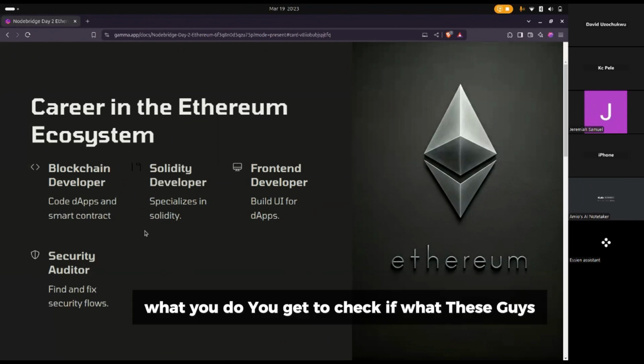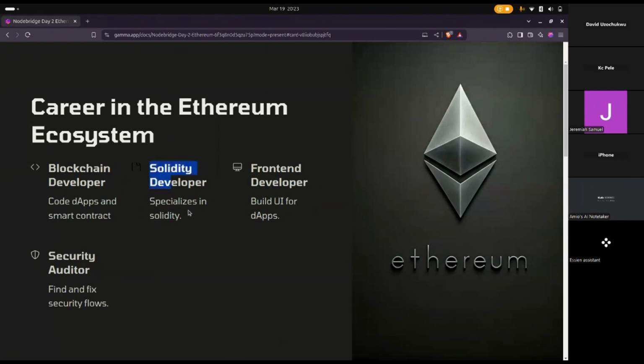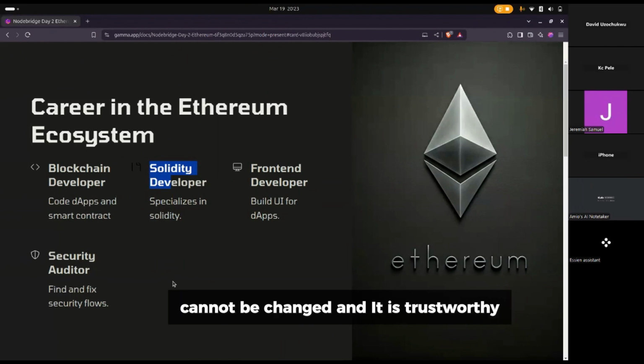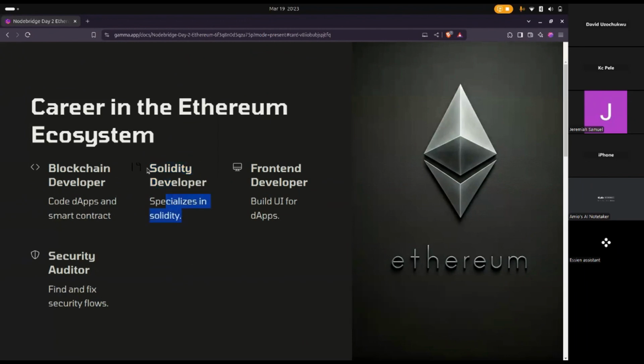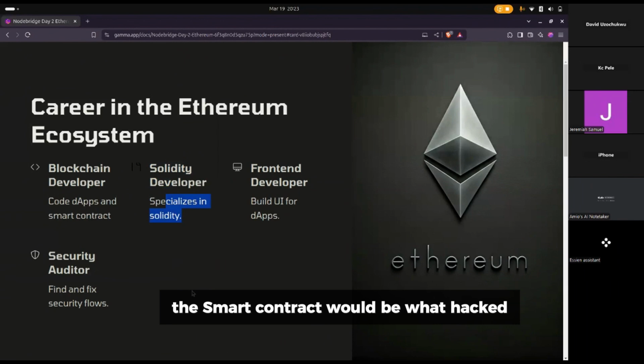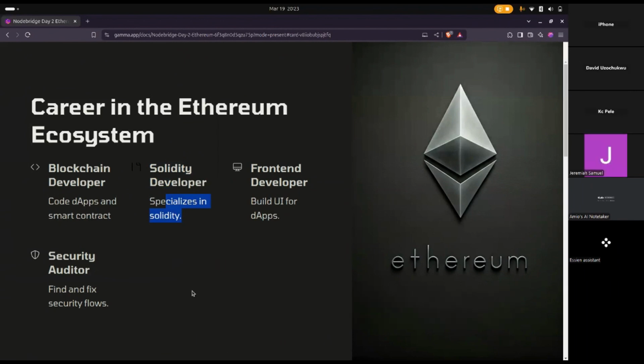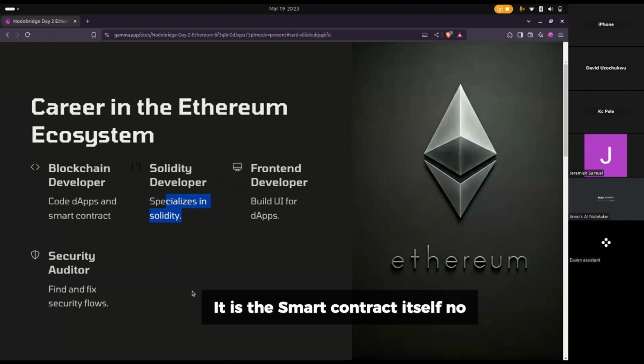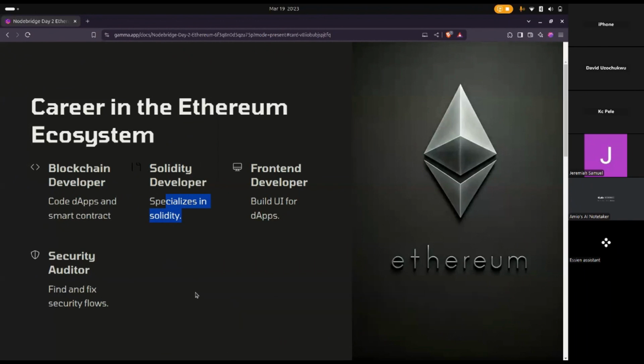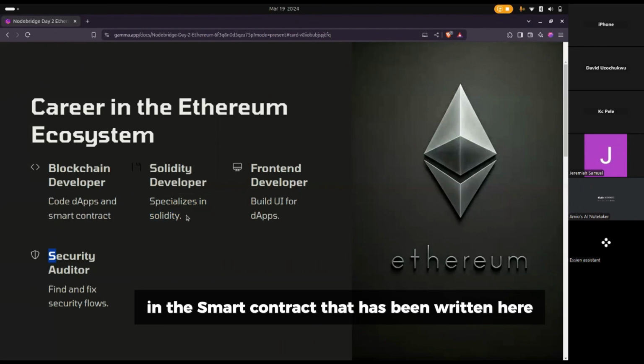With security auditing, what you do is check whether what the developer has written is secure. You try to find vulnerabilities and flaws. We said the smart contract cannot be changed and it is trustworthy, but that does not mean that if you make a mistake on your end, the smart contract won't be hacked. It is not the smart contract itself, the developer made the mistake. So the security auditor finds and fixes security flaws in the smart contract that has been written.